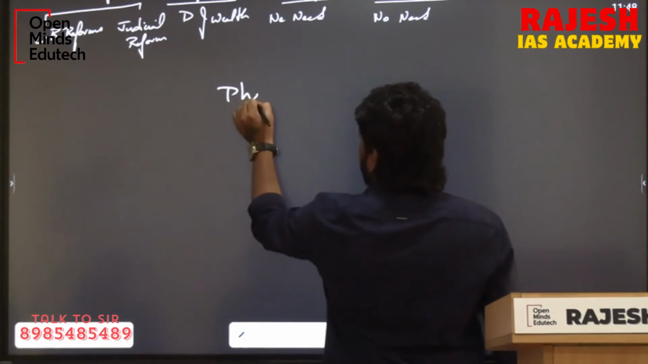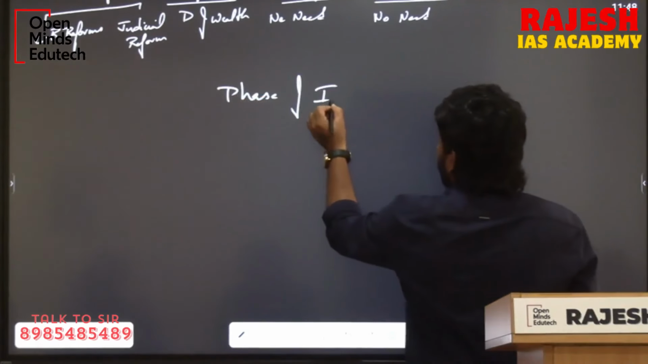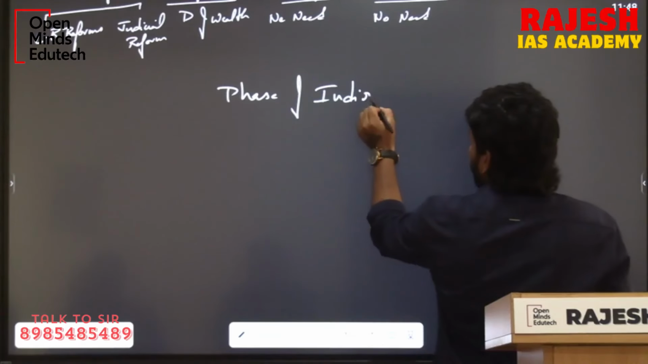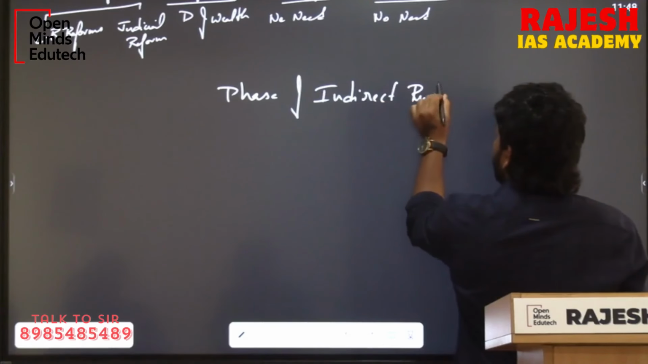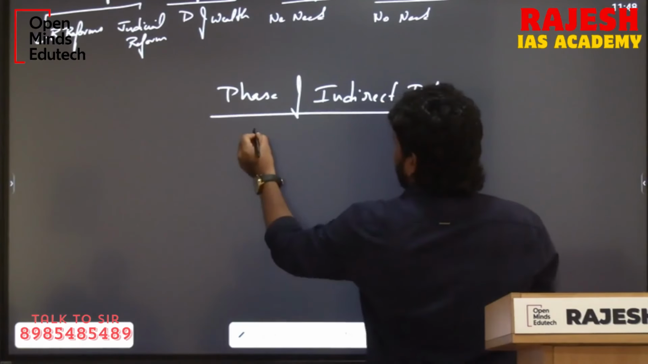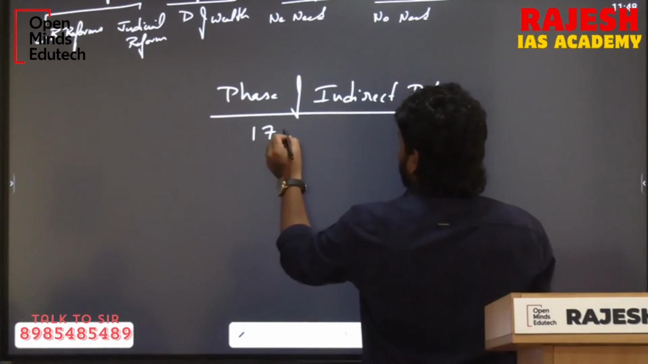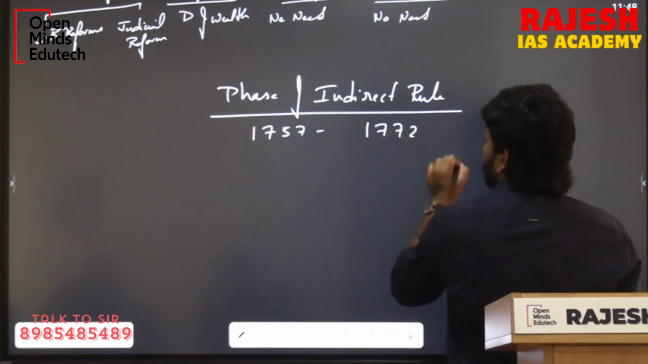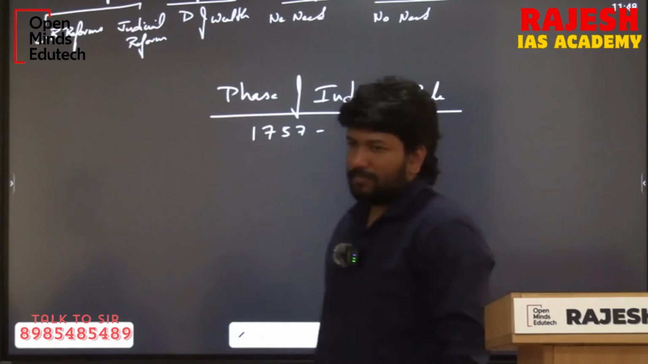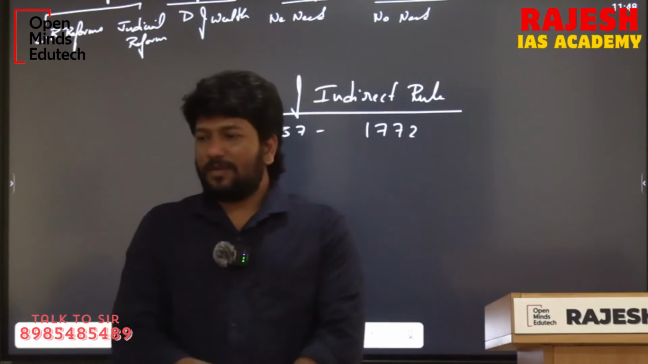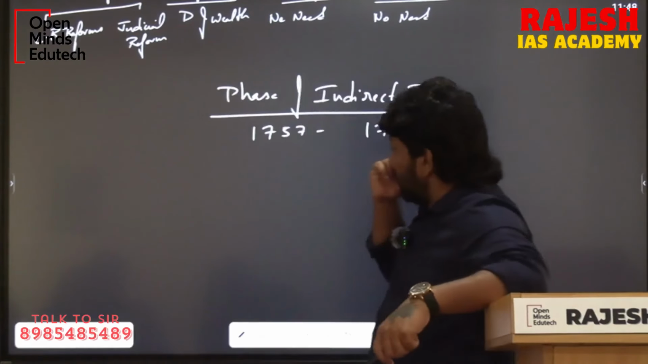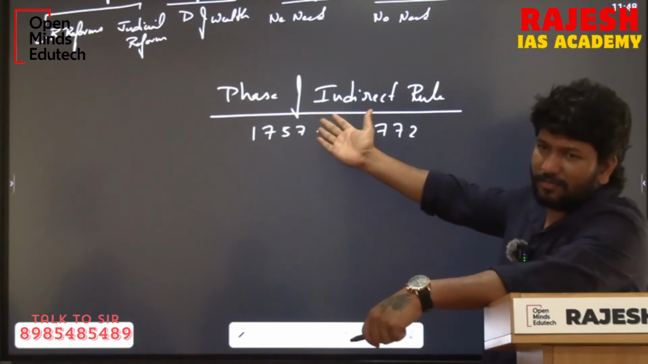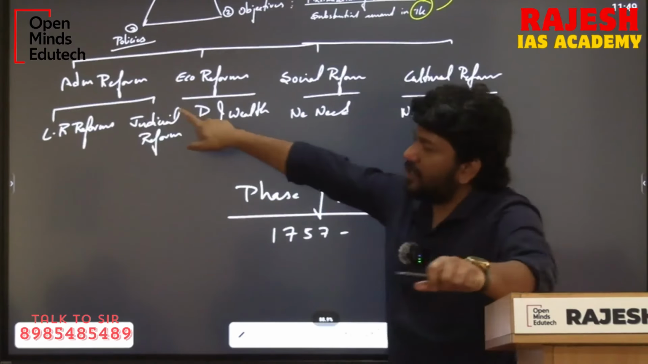Phase of indirect control, indirect rule. Phase of indirect rule. Put the heading administrative reforms.